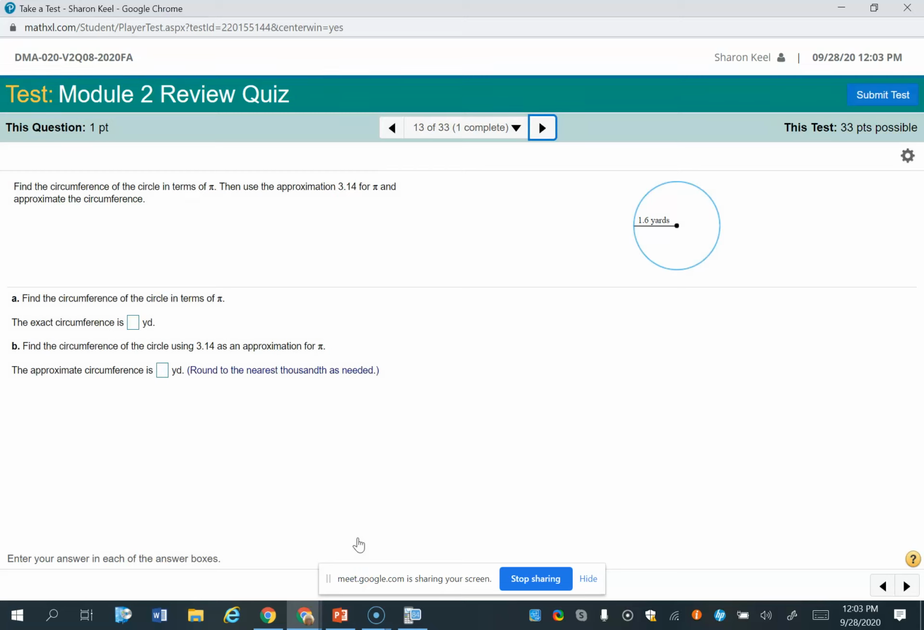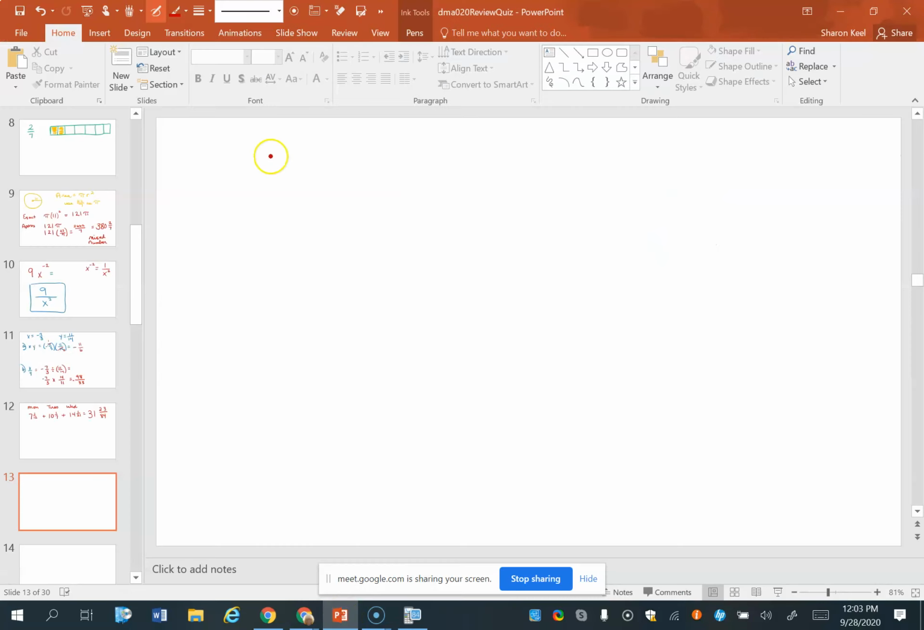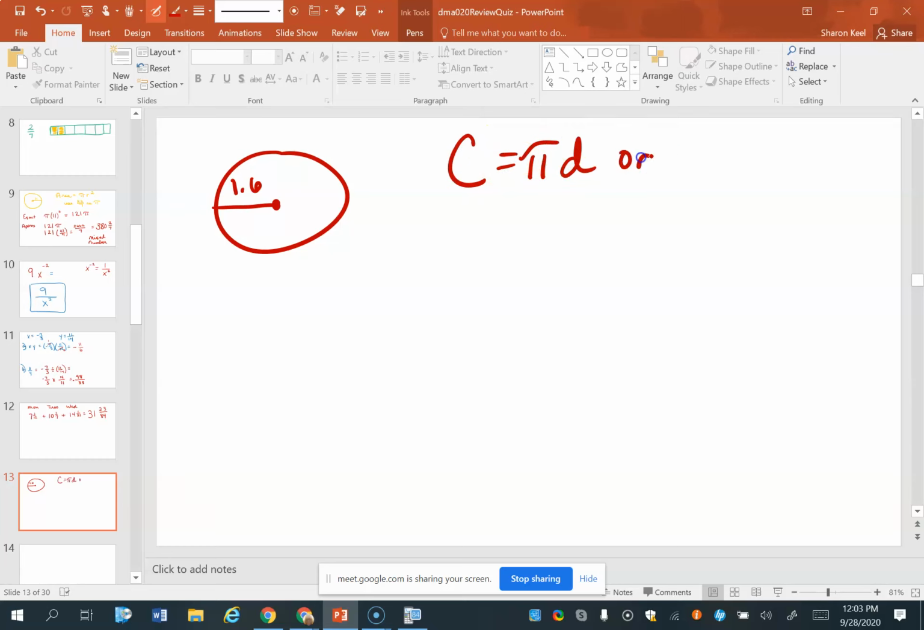Find the circumference of the circle in terms of pi, then use the approximation 3.14 for pi and approximate the circumference. Okay, so let's have our circle here. Our circle has a radius of 1.6. We need to use the circumference, so that would either be pi times diameter or 2 times pi times radius. And we are going to use 3.14 for pi when we do the approximation.